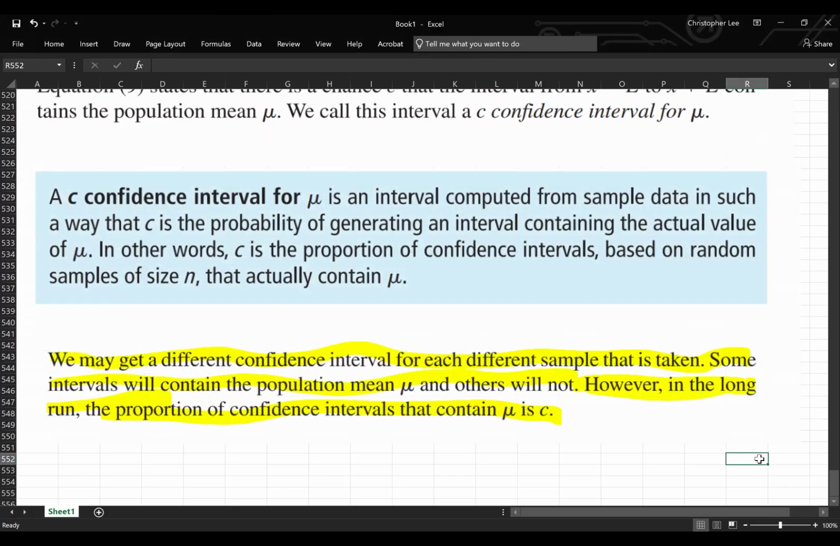Basic definition. A confidence interval for mu is an interval computed from the sample data in such a way that the confidence level is the probability of generating an interval containing the actual value of mu. In other words, the confidence level is the proportion of confidence intervals based on random samples of size n that actually contain the mean mu. So we may get a different confidence interval for each different sample that is taken. Some intervals will contain the population mean mu, others will not. However, in the long run, the proportion of confidence intervals that contains mu is the confidence level.